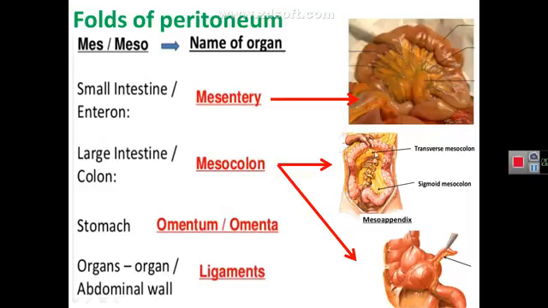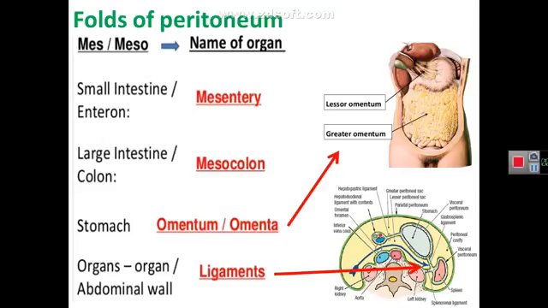So this is a figure for the mesentery fold of the small intestine, and this is a mesentery of the large intestine. This is the transverse mesocolon. This is the sigmoid mesentery, which is called sigmoid mesocolon. And this is the mesentery of the appendix, which is called appendicular mesocolon.